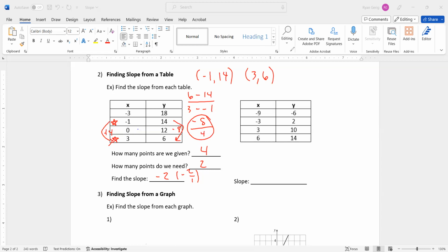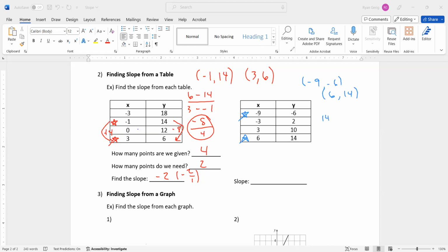All right, I'll choose the first one and the last one. The last 2 would probably have been the smarter ones to choose, but I'm just showing you that it doesn't matter which ones we choose. So -9, -6, and 6, 14.